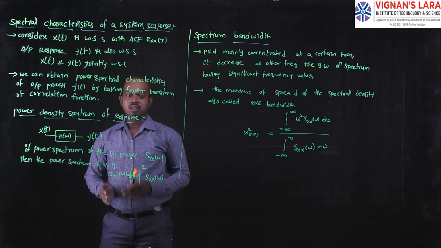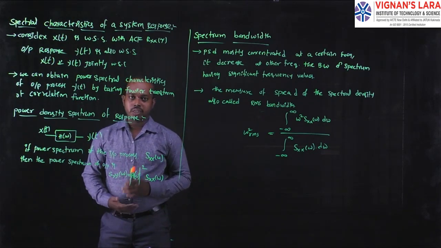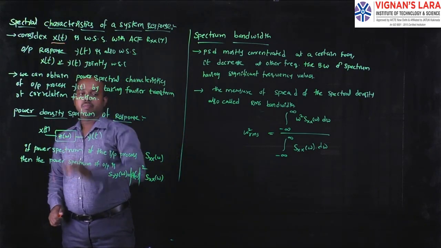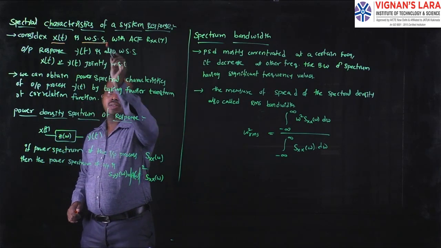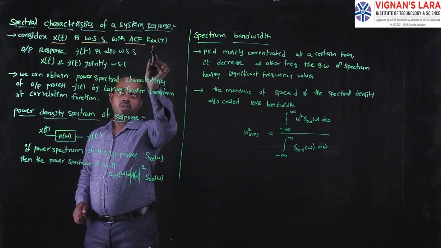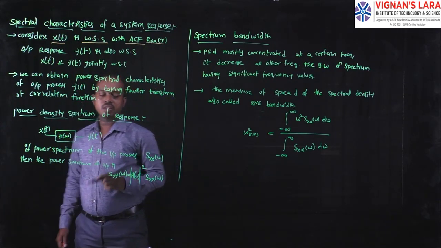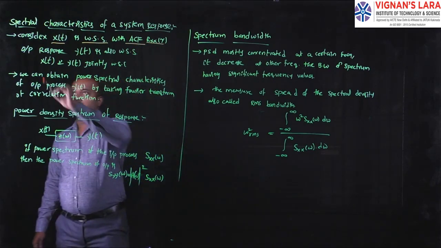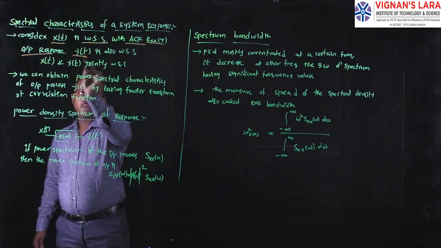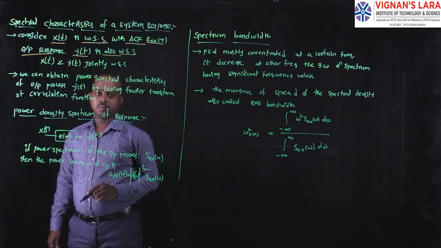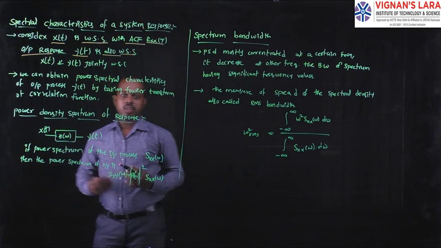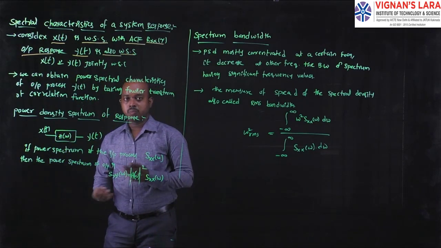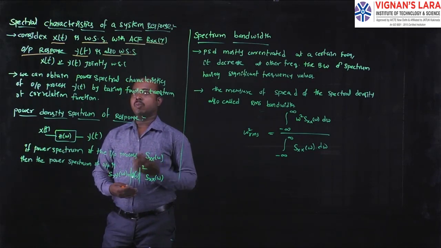We have a complete idea about the Fourier transform. For that, consider x of t as a WSS process with autocorrelation function Rxs of tau. It is applied to the LTI system. After applying it to the LTI system, the output response y of t is also WSS. If the input is WSS, the response you obtain is also WSS.